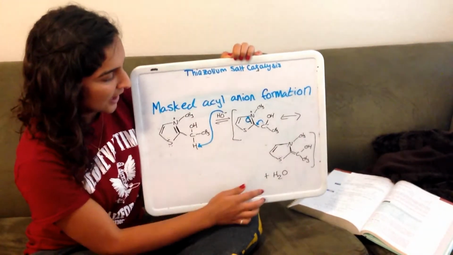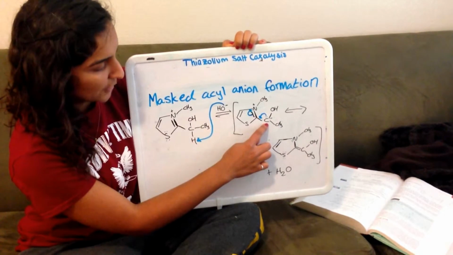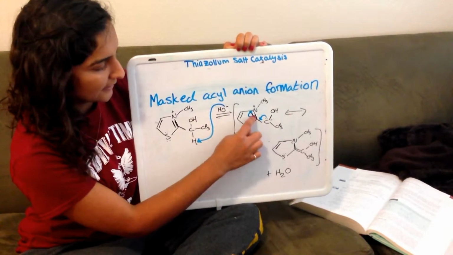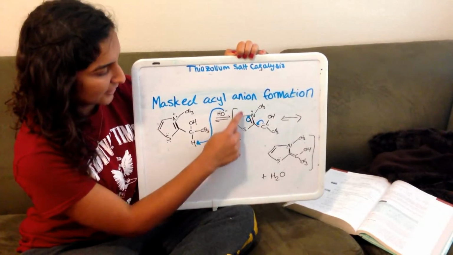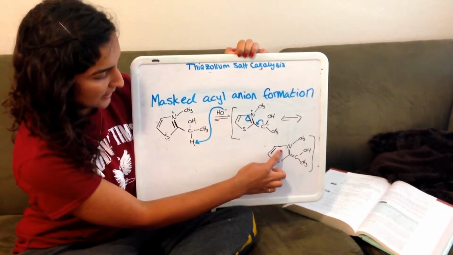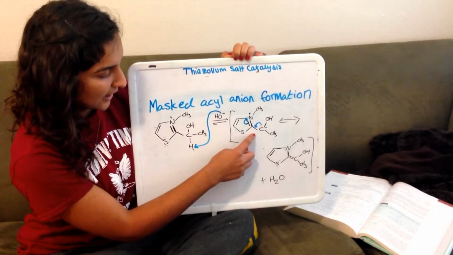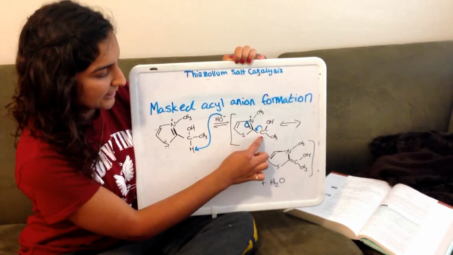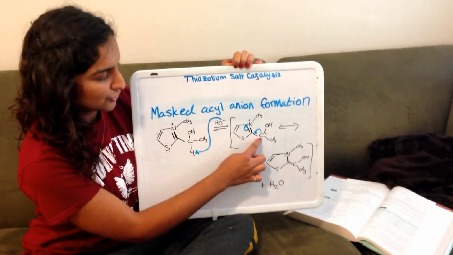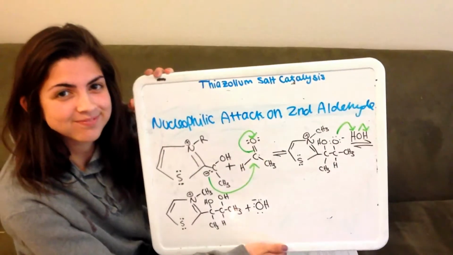in resonance. So in order to do that, the electrons that are on this carbon can form a double bond, and then this double bond in between the nitrogen and the carbon will give its electrons to the nitrogen, thus forming this. However, for the next step, we are going to be using this version of the acyl anion because we need the electrons on the carbon in order to act as the nucleophile and attack the electrophile.